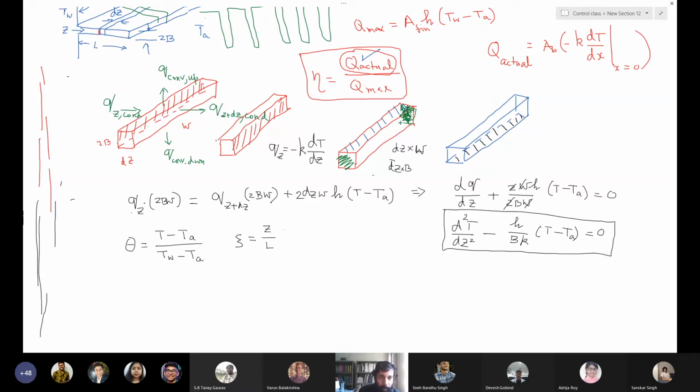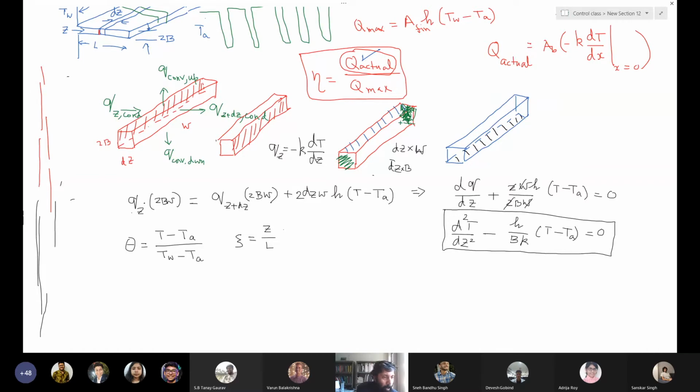For example, theta, T minus TA divided by TW minus TA. In the entire system, highest temperature is TW. Lowest temperature is T ambient, TA. So T minus TA and TW minus TA. T will be always between these two temperatures. So theta will be always between 0 to 1. So will be zeta. Okay.